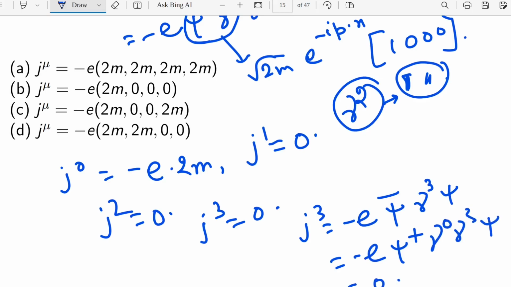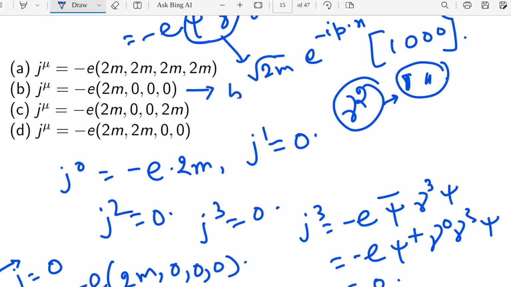So that will give us 0 value. So now we can conclude that our J vector will be 0, because J1, J2, J3, all the 3 terms are 0. So J will be nothing but minus e into 2m, then 0 0 0. So this is the B option.